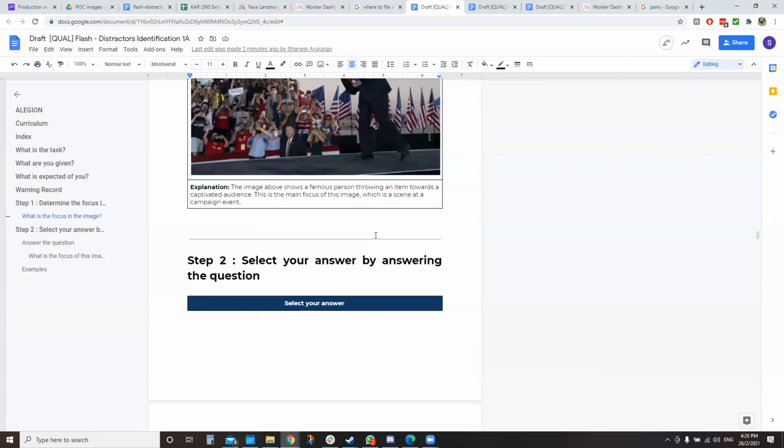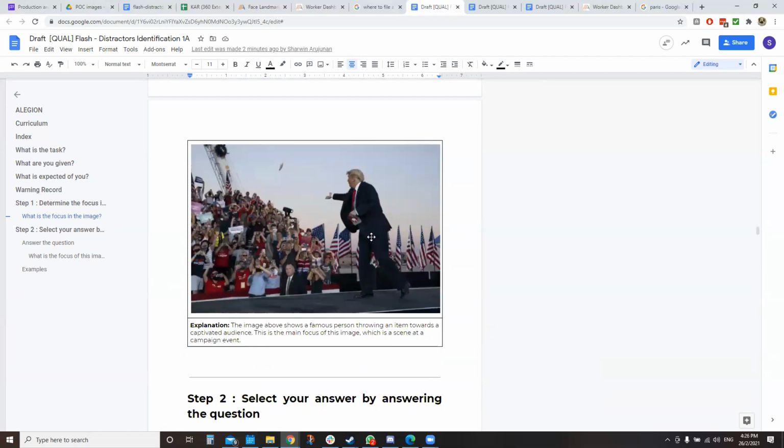So it's a lot like looking at the picture, trying to figure out the focus, and as you're figuring out the focus, you will think about what you can remove from the picture. But in order to know what you can remove from the picture, you probably want to look at the list of distractors that is in qual 1b.